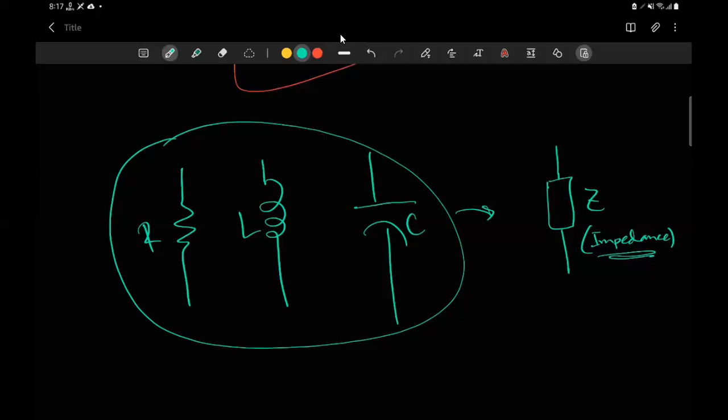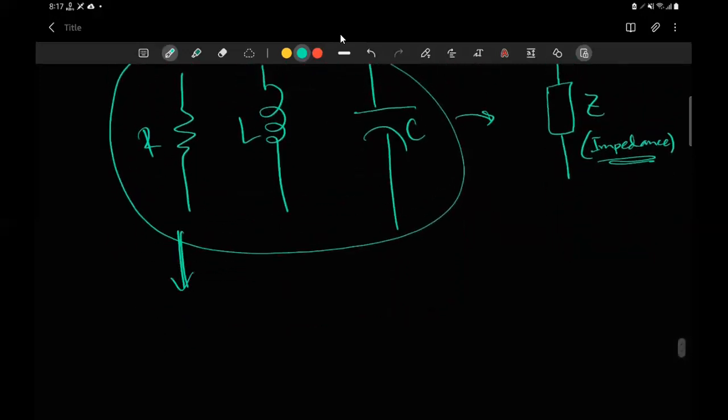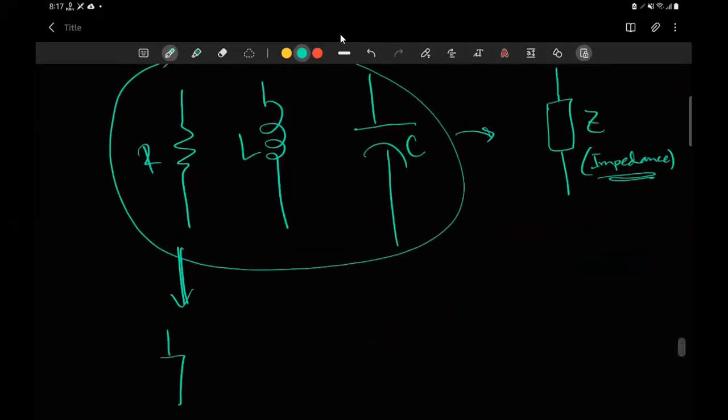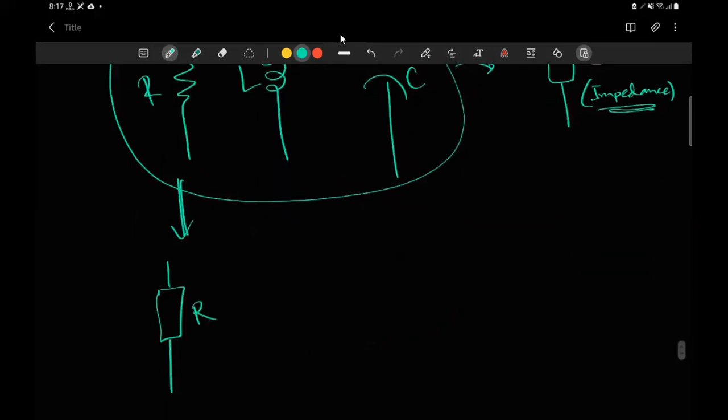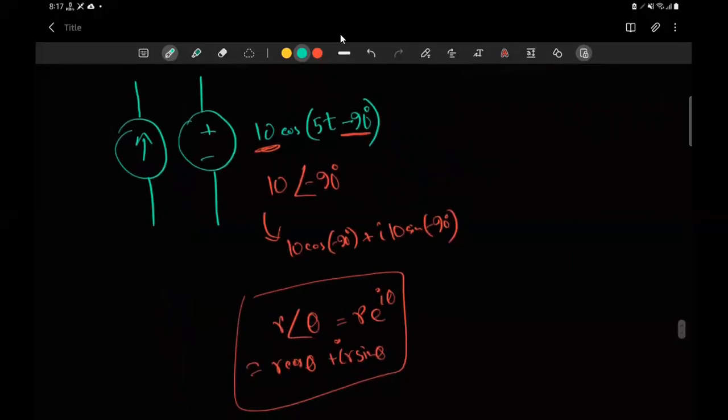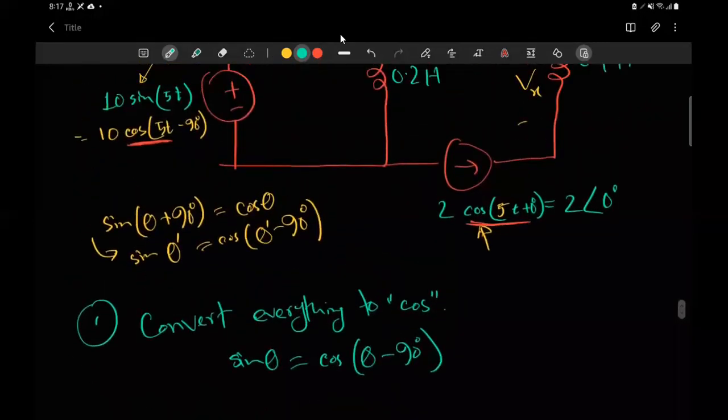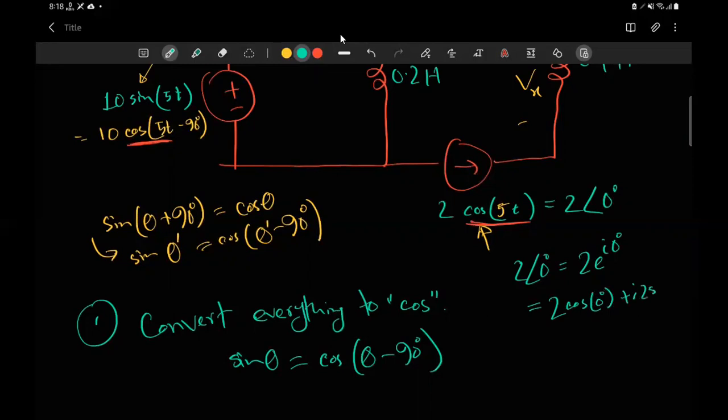So the impedance of a resistor is just the value of that resistor. Z equals R angle 0 degree, which actually means just R. Some of you were confused about why there is a 0 degree here even though you didn't have it before. Write 2 angle 0 degree: that is 2 e to the power i 0 degree, which is 2 cos 0 degree plus i times 2 sine 0 degree.